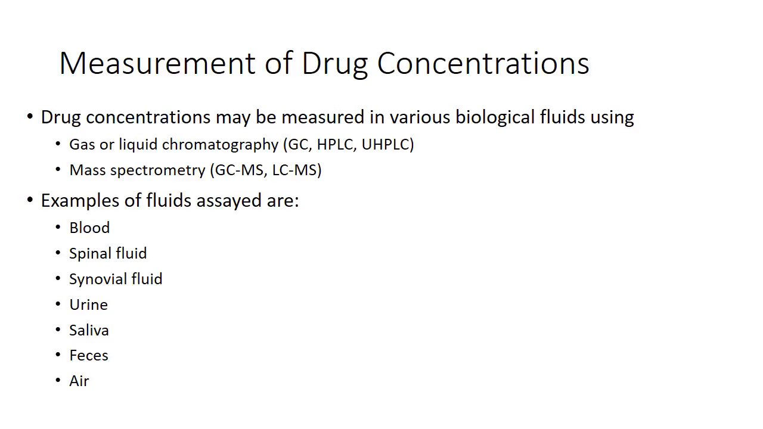Example fluids that we would want to measure drug in, of course, would be blood or plasma, spinal fluid, synovial fluid, right, in the joints, that is, urine, saliva, feces, or rarely what you're exhaling. We don't usually do that in pharmacology, but maybe in toxicology we might be looking at the exhaled air. Of course, we're all probably familiar with the breathalyzer test for ethanol.